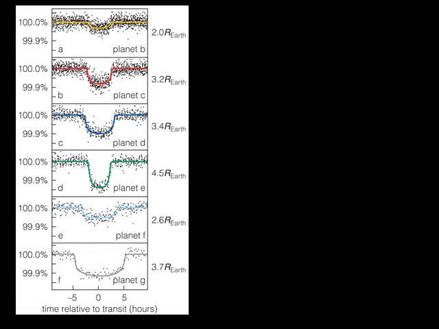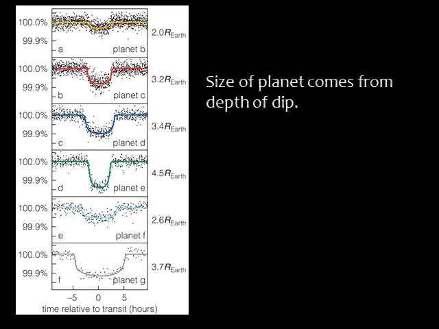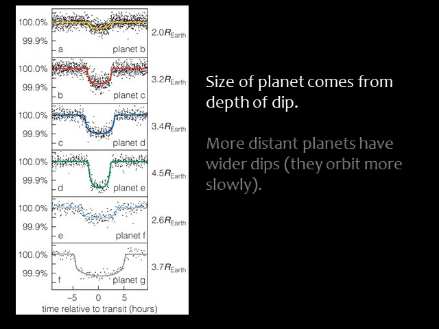These plots show the transit of each planet in more detail. The size of the planet is calculated from the depth of the dip. The more distant planets have wider dips because they orbit more slowly, so their transits take longer.